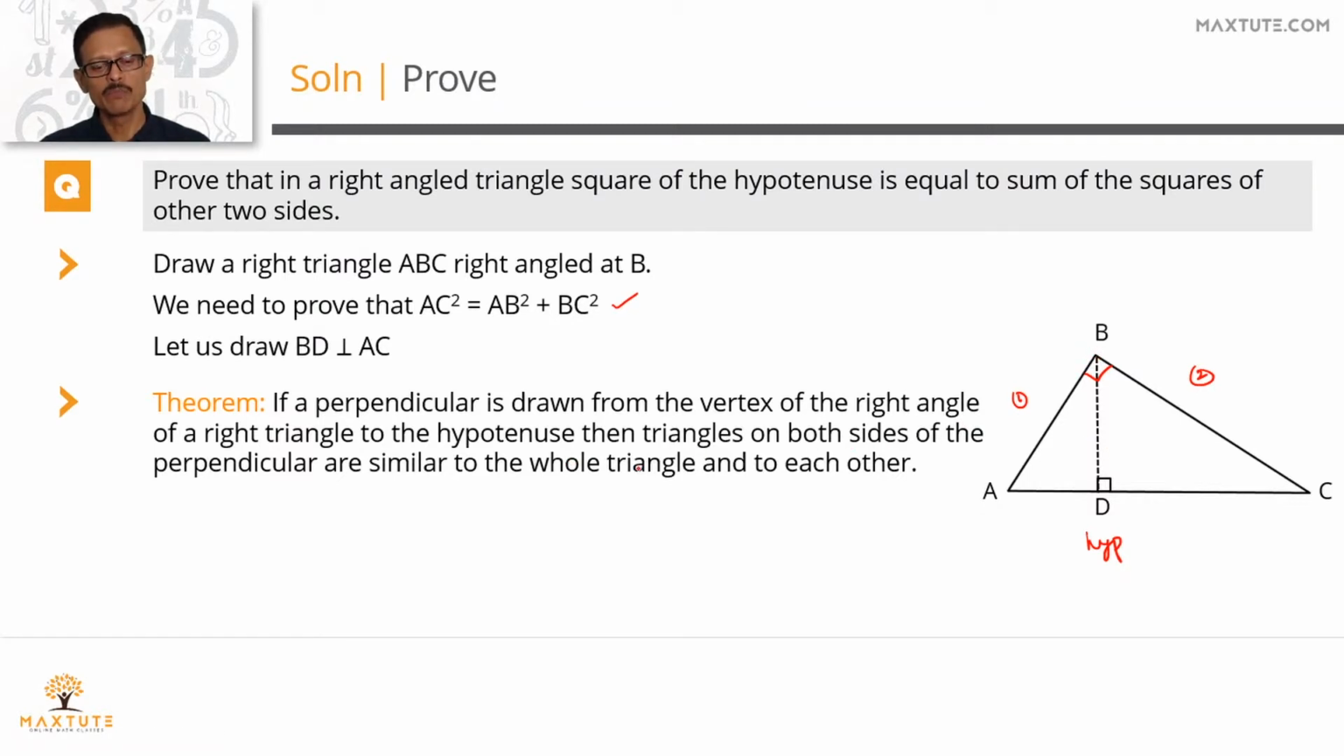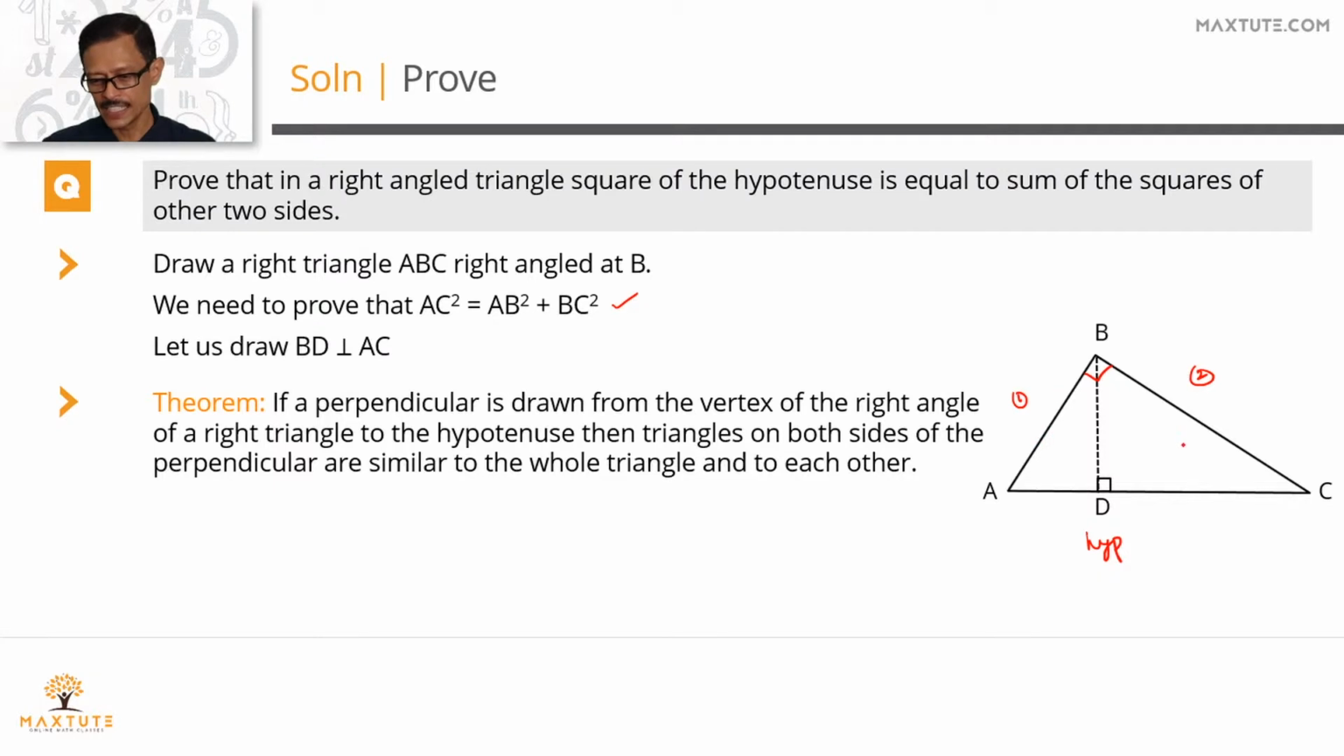Then triangles on both sides of the perpendicular. Which are the triangles on both sides of the perpendicular? BDA and BDC, and the whole triangle, which is ABC. All these triangles will be similar. We'll check out how this came about. We are going to be using the AAA or AA similarity test to establish this similarity. Let's do that here. You don't need to do this in the examination.